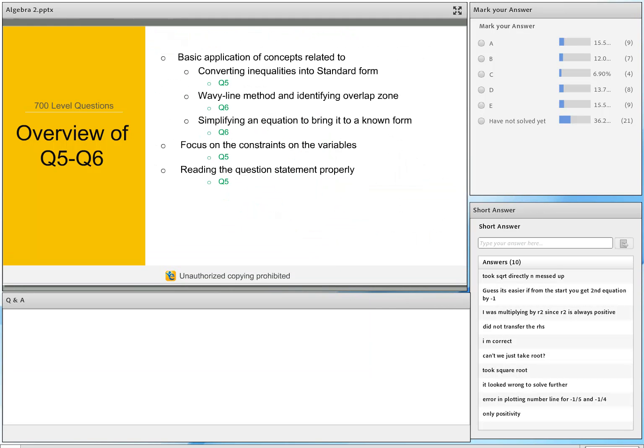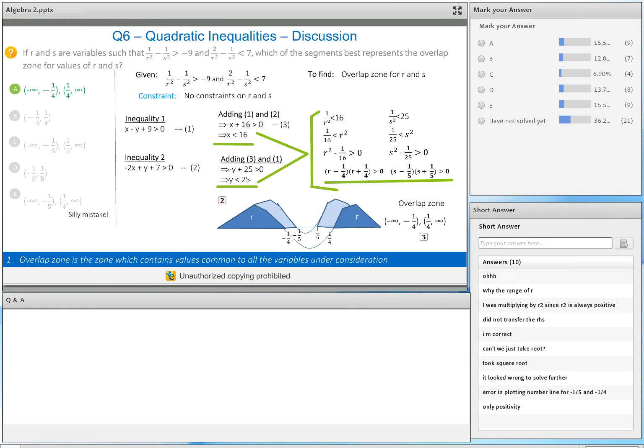Okay. All right, so what I want you guys to do is go back and learn the method for wavy line. Again, that's not the critical thing here, but just take a look at these two slides once more. Okay, the approach that we use to solve this question, because again, this is a very intensive question.